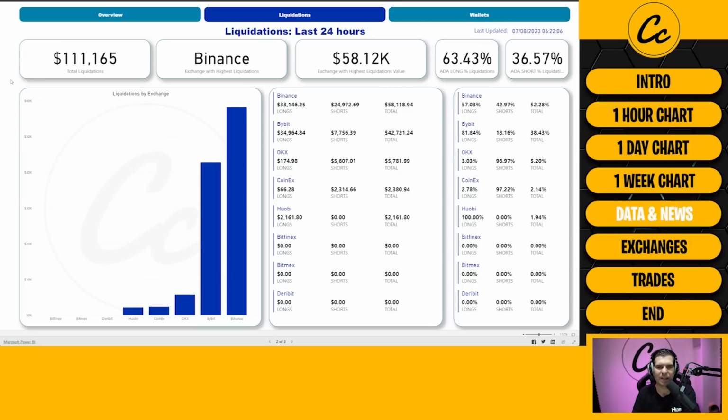And now, when we take a look at this, what do we see? Well, we can see that $111,000 of ADA positions were liquidated in the last 24 hours. Binance was the largest exchange with $58,000 of liquidations, and it was long positions. 63.43% of liquidations were long, and 36.57% were short positions.